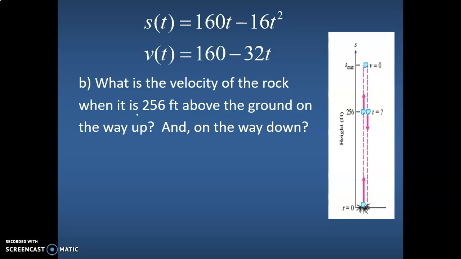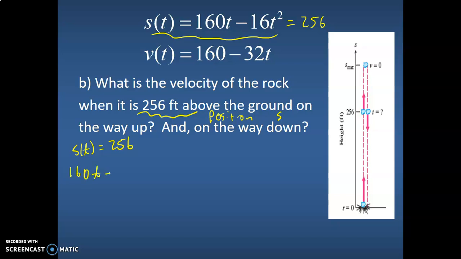So it's giving me 256 feet above. That is a position. So that's an S value. So let's find out when that position equation is equal to 256. So we're going to say S of t is equal to 256. So we're going to say 160t minus 16t squared is equal to 256.